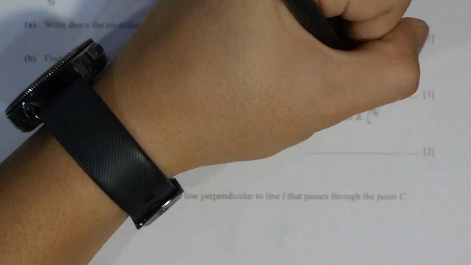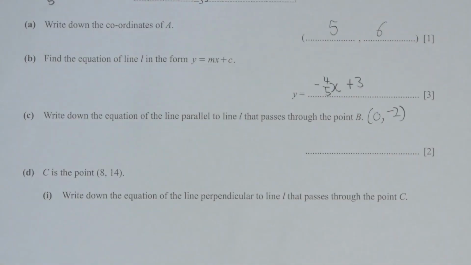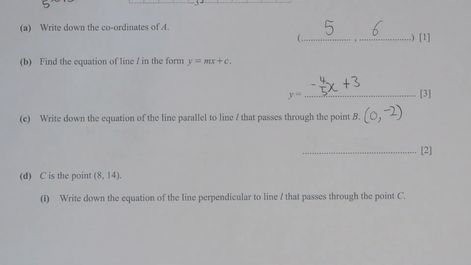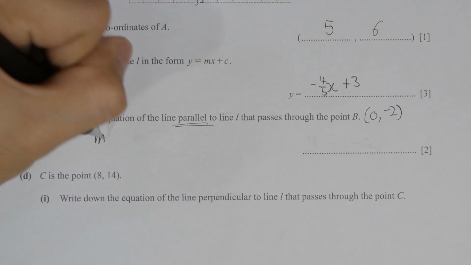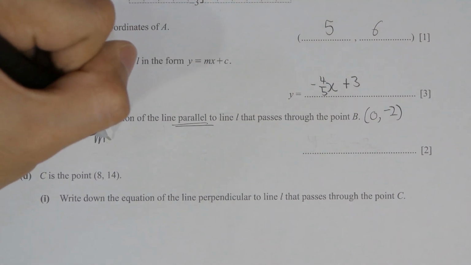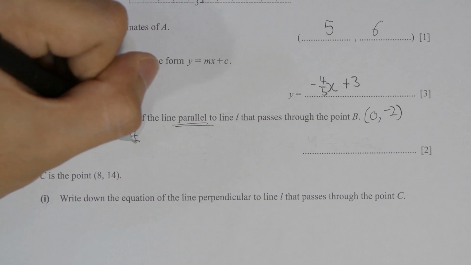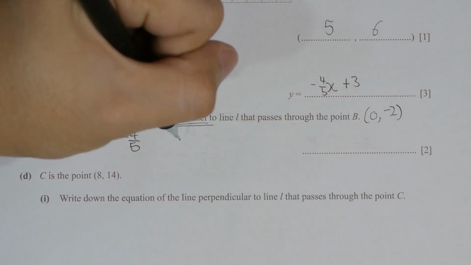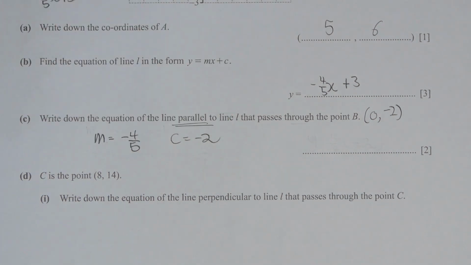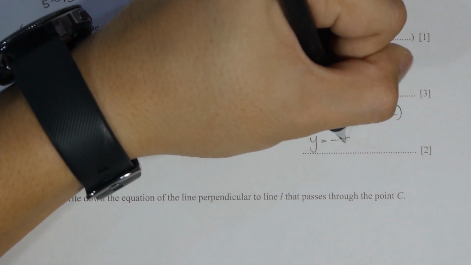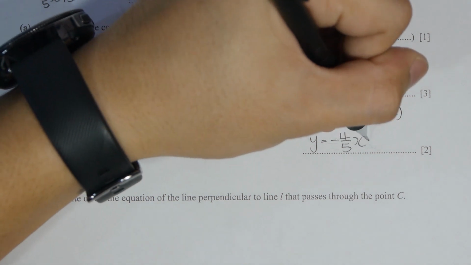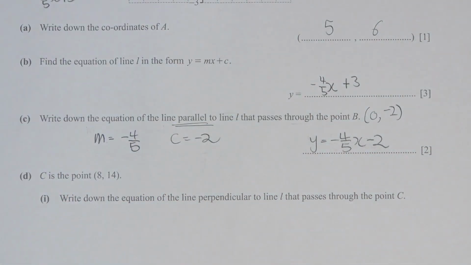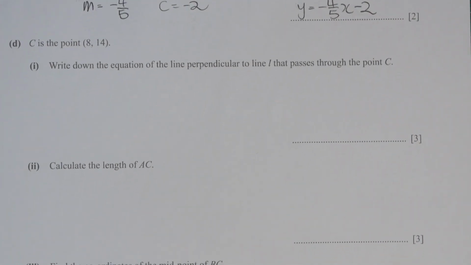Whereby for part C, write down the equation of the line parallel to line L, which passes through the point B. So the keyword here is parallel. So the gradient will be the same, okay, and passing through point B, this is actually its y-intercept, because its x value is 0. So your new equation here will be y equals 4 over 5 x minus 2.